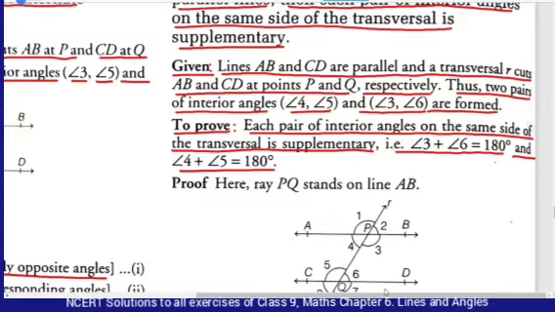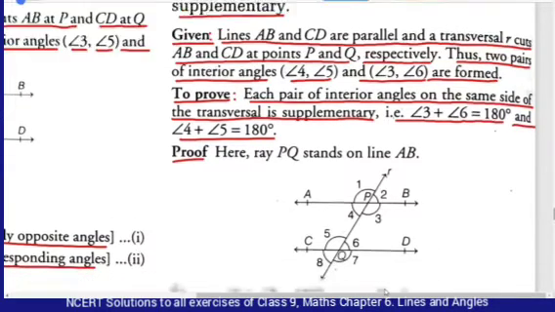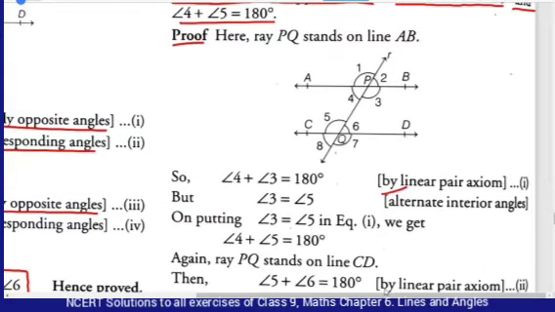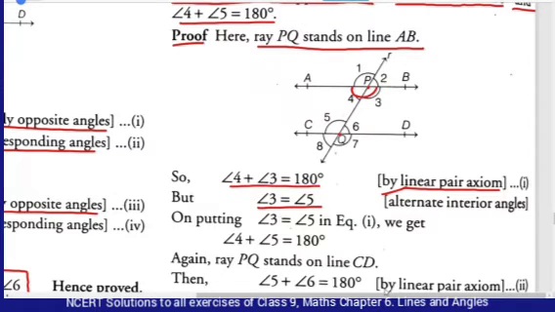That is, angle 3 plus angle 6 is equal to 180 degrees and angle 4 plus angle 5 is equal to 180 degrees. Proof: ray PQ stands on line AB. Angle 4 plus angle 3 is equal to 180 degrees. This is the linear pair axiom. Take it as equation number 1. But angle 3 is equal to angle 5. These are alternate interior angles. On putting angle 3 equal to angle 5 in equation 1, we get angle 4 plus angle 5 is equal to 180 degrees.